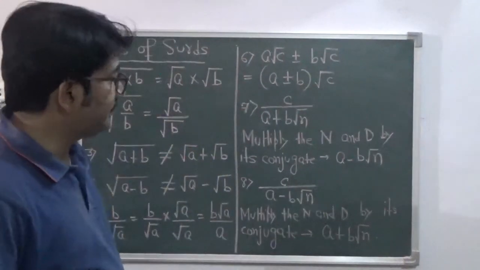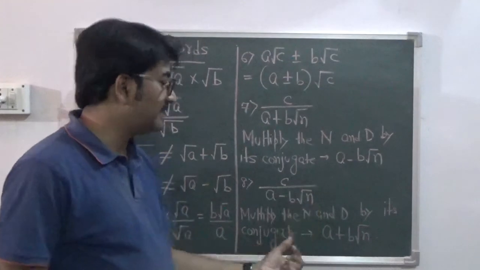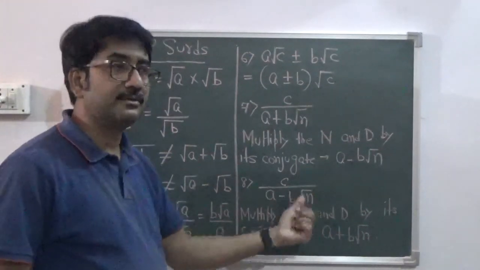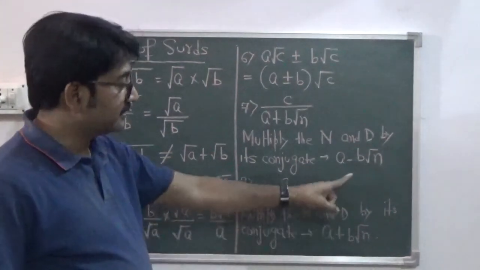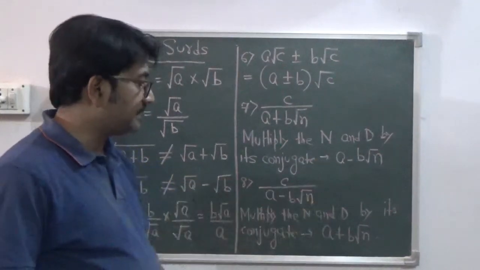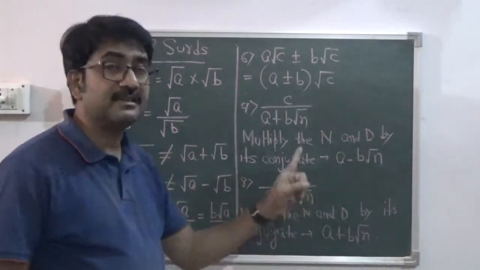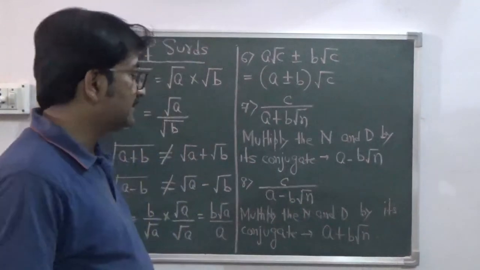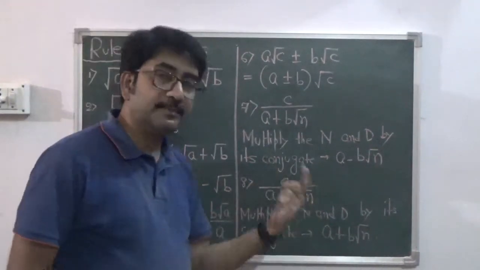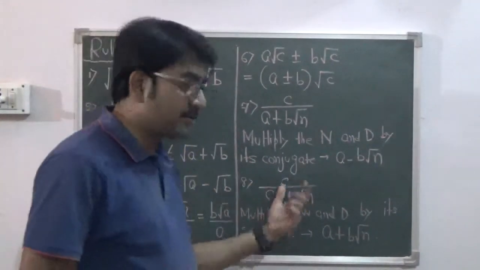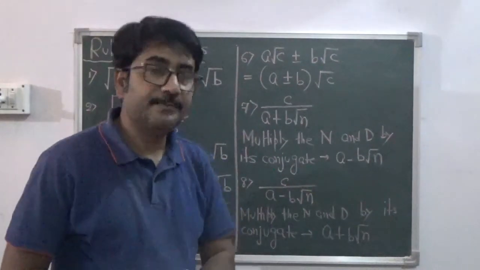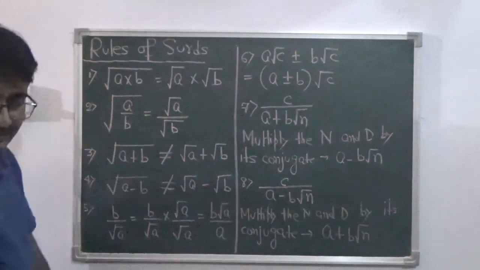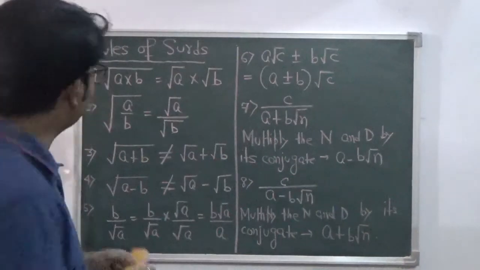In a similar way, if it is C by A minus B root n, then its conjugate is A plus B root n, which we will use to multiply here. In the numerator as well as in the denominator, multiply by its conjugate, that is A plus B root n. And the result will be that in the denominator the irrational nature of this number will be gone. So these are the rules. Now let's move on to solve the problems based on it.